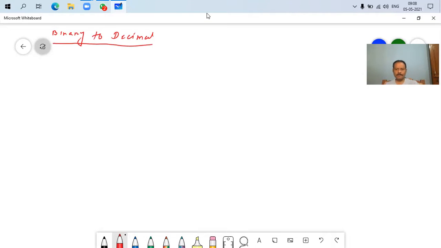Hopefully, in the previous class, I had given you the standard rules of converting a binary number to a decimal number. In the previous class, I think I had told you about the rules. Now, let us take some examples.